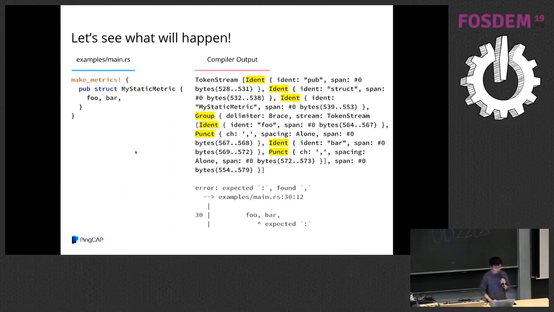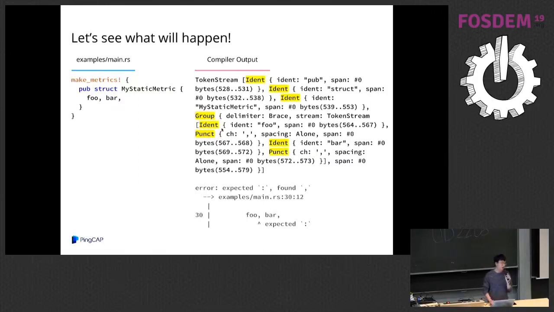For the compiler output, you can see for this kind of code, it will generate these token streams. The first is identifier pub, the second is identifier struct, and the third is identifier MyStaticMetric, and then there is a brace group. And then inside the group, there is an identifier foo and a comma punct, and then an identifier bar, and also a comma punct. So this is what your procedural macro function will get.